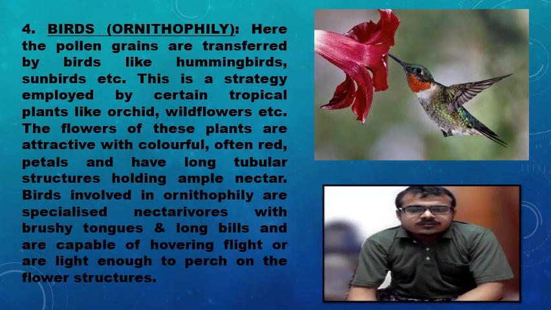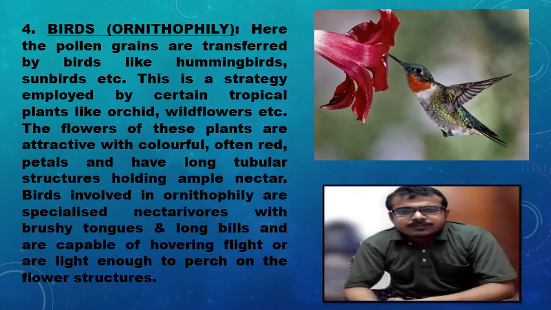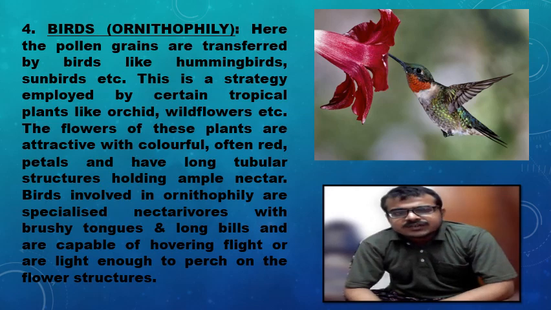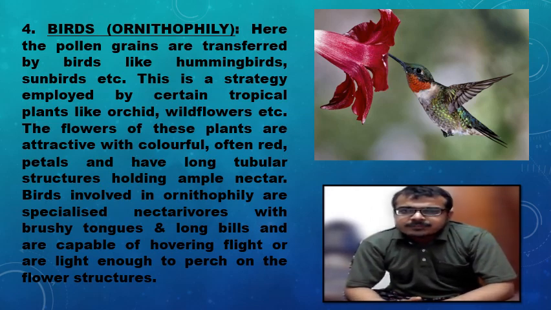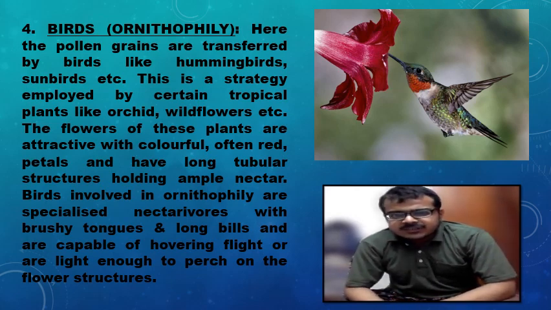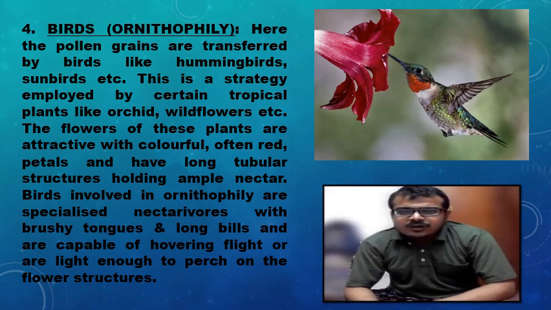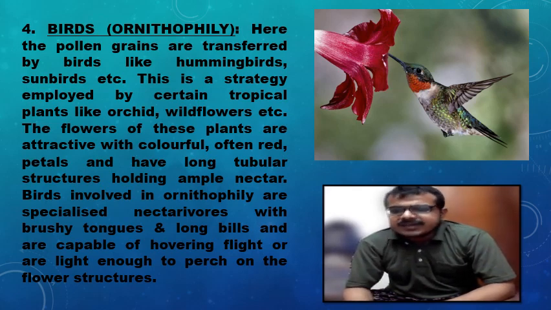Now the last agent of pollination is the birds, and pollination by bird is called ornithophily. So here the pollen grains are transferred by birds like hummingbird, sunbird, etc. And they are mainly employed as a strategy for pollination by tropical plants like orchid, wildflowers, etc. Now the main features of these flowers is that they are attractive with colorful, often red petals, and have long tubular structures holding ample nectar.